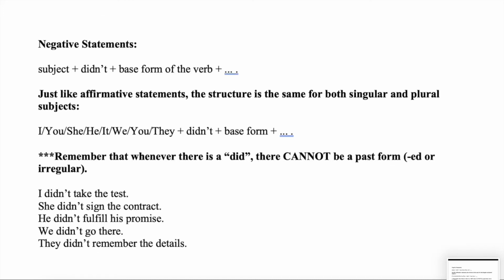Negative statements. Subject, didn't, base form of the verb, and whatever else you have in your sentence. Just like affirmative statements, the structure is the same for both singular and plural subjects, like I didn't do something, you didn't do something, she didn't do something. Remember that whenever there is a did, there cannot be a past form, ed or irregular. I didn't take the test. Take is in its base form. She didn't sign the contract. He didn't fulfill his promise. We didn't go there. They didn't remember the details.